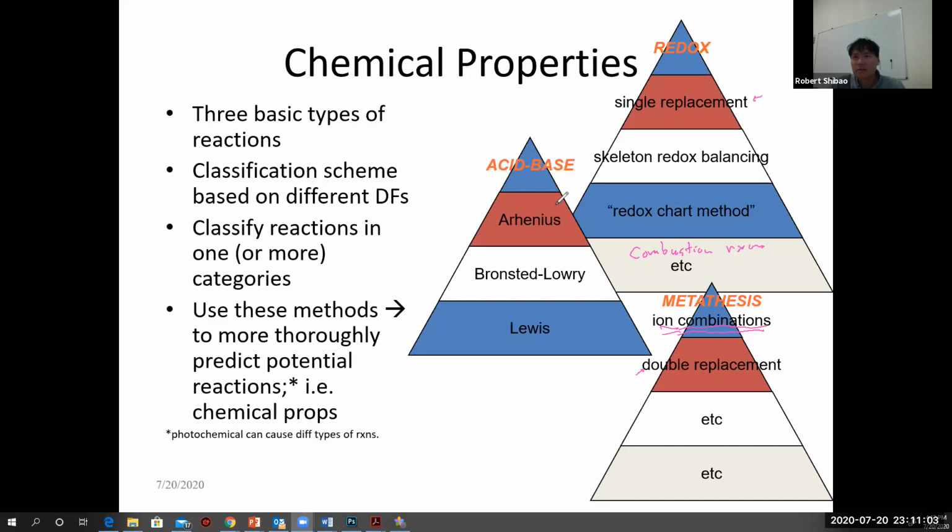Then we have acid-base reactions. There are three types: Arrhenius, Bronsted-Lowry, and Lewis. We're going to spend practically all our time looking at Bronsted-Lowry, and a little bit on Lewis. Arrhenius, not much at all. The Lewis are the most comprehensive, but also more difficult than Bronsted-Lowry. So, continue here.